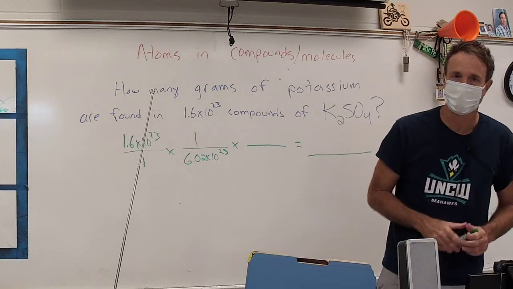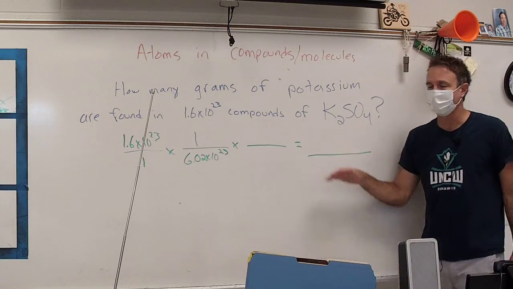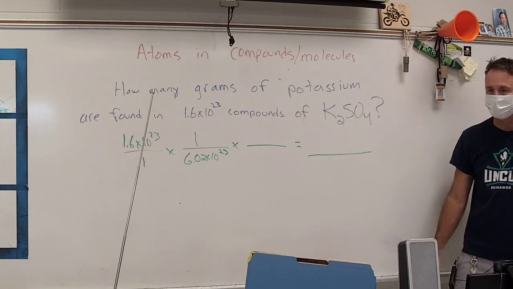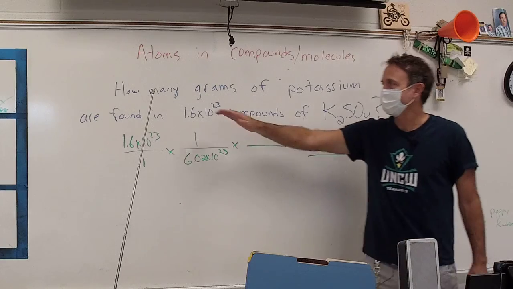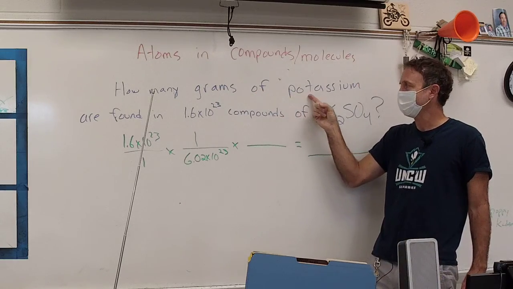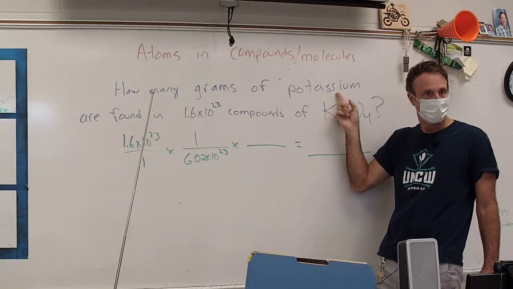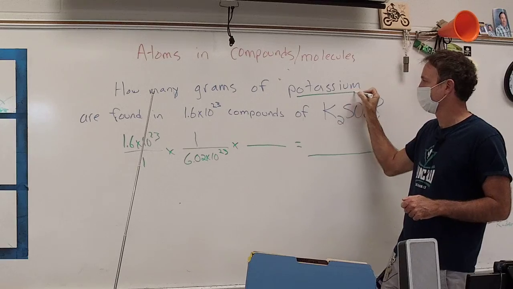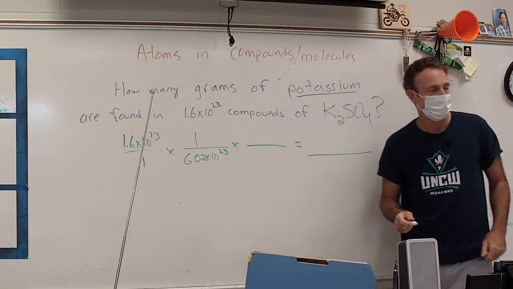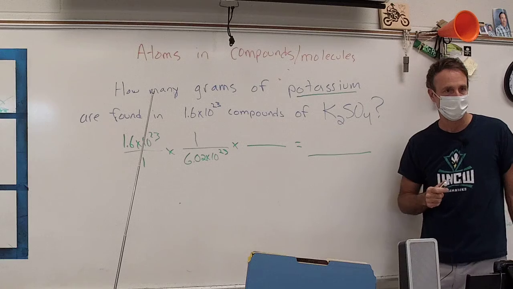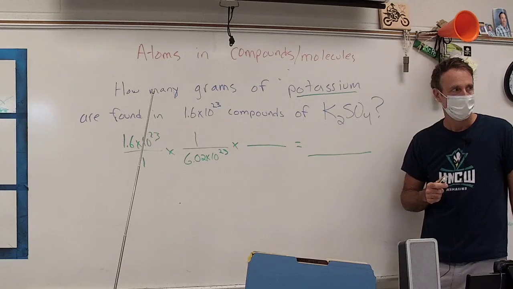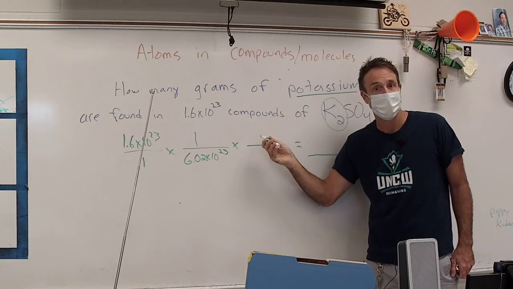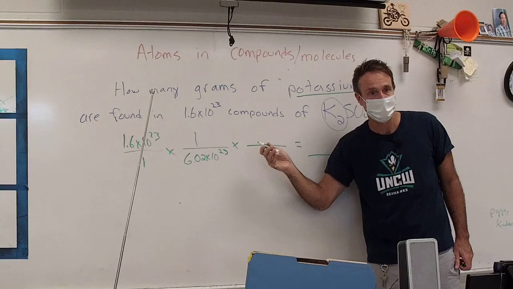What do you think the simplest way to do this is? Let's look at the question right now. How many grams of potassium? What could we do right now to make this problem not have any more steps than this right here? How many grams of potassium? What if we just put the number for potassium right here? That would work. Does that make sense?